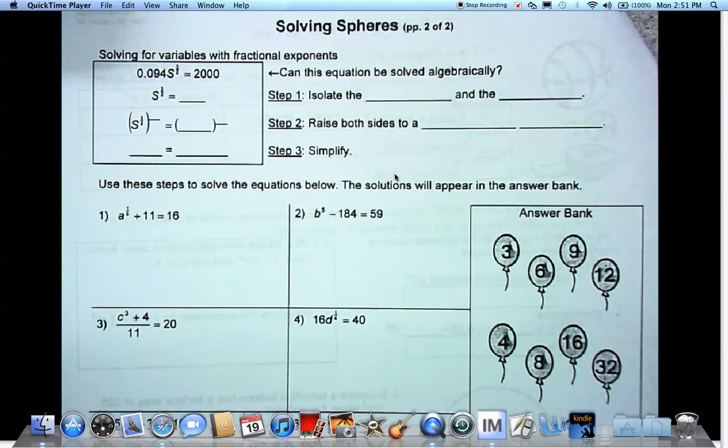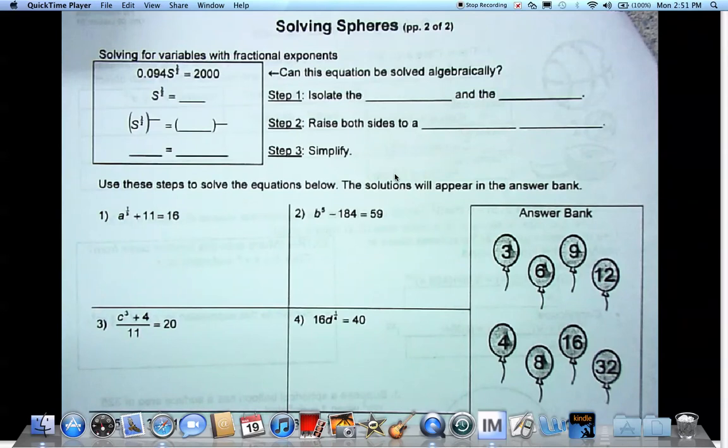Now this problem though is different. Where's the variable here? The variable in this one up here. What's the variable? 3? No, a variable's not a number. What's a variable? X. Where's the x? In the exponent, up top. It's in the exponent.